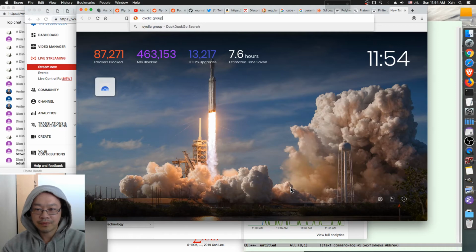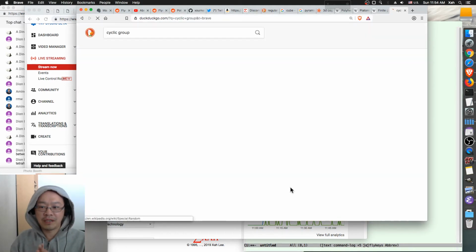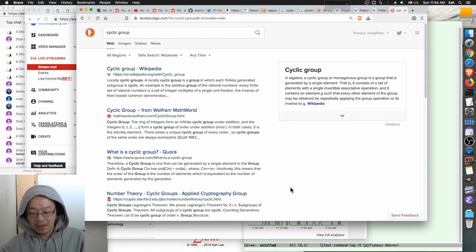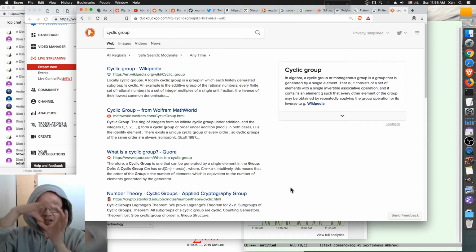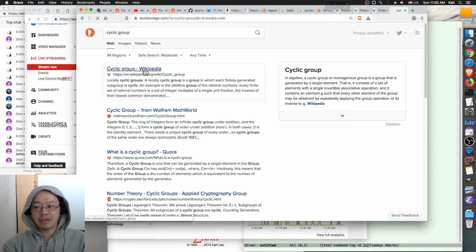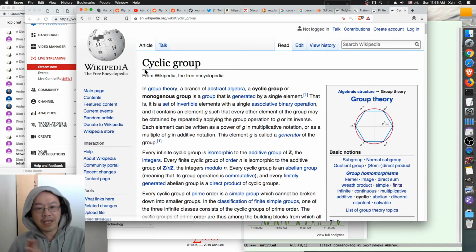Cyclic group. Now, cyclic group is one particular group that is basically the group of a circle. A circle is also infinite symmetry. That's for two-dimensional. So there it is, cyclic group. Let me read about it a little bit, because cyclic group is one of the most fundamental groups.